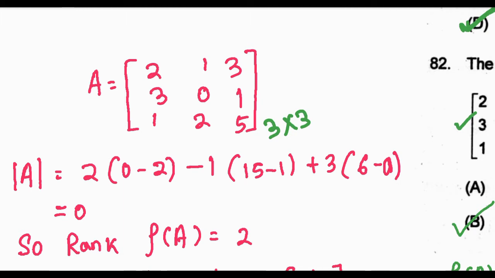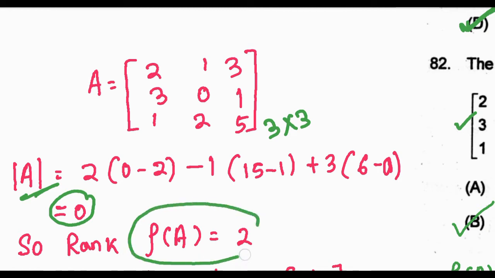So first I check the determinant and it is coming to be 0. That means it is a singular matrix. And now the 2 cross 2 matrix we have to find out, and for the 2 cross 2 matrix, what we are getting is that the determinant is non-zero. So rank is 2. So rank is 2 for A matrix.